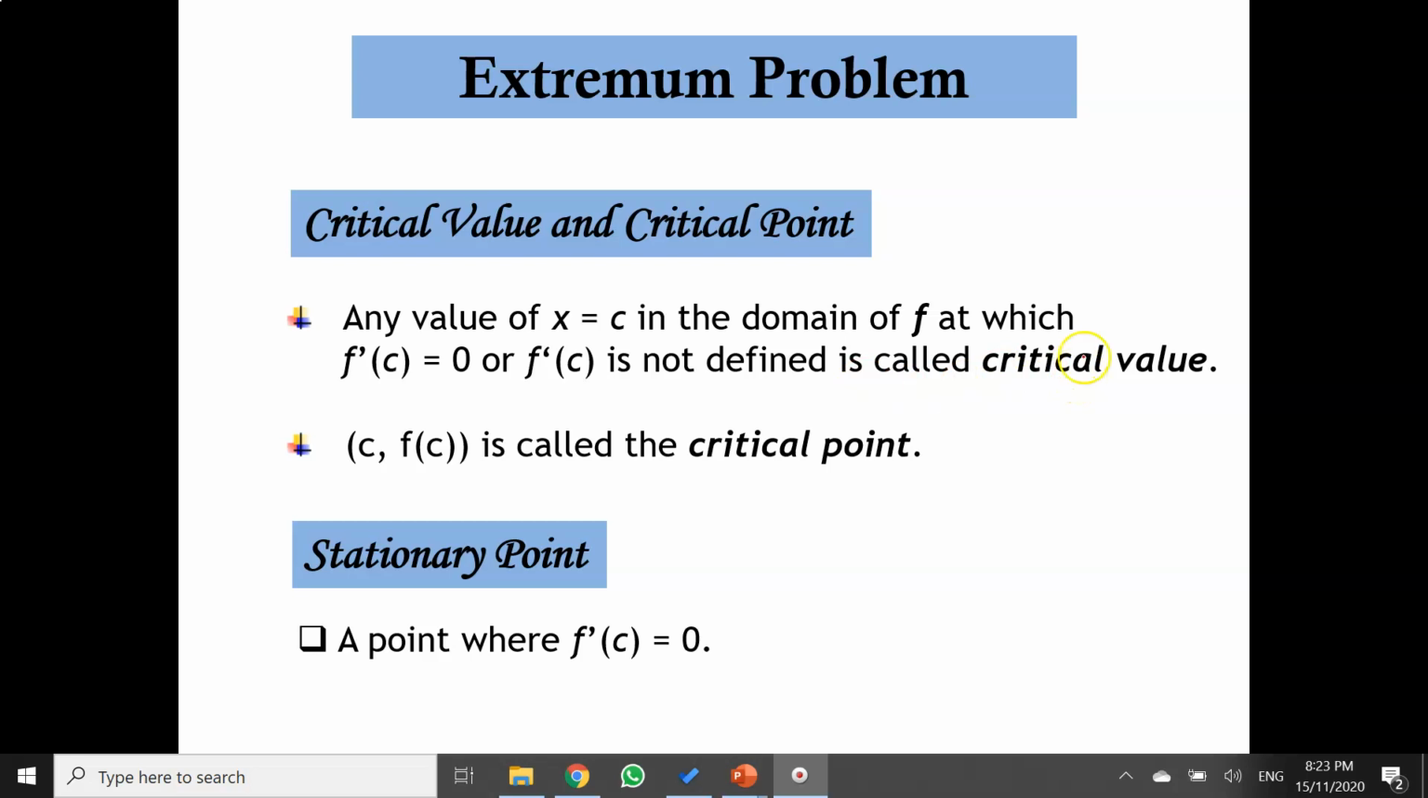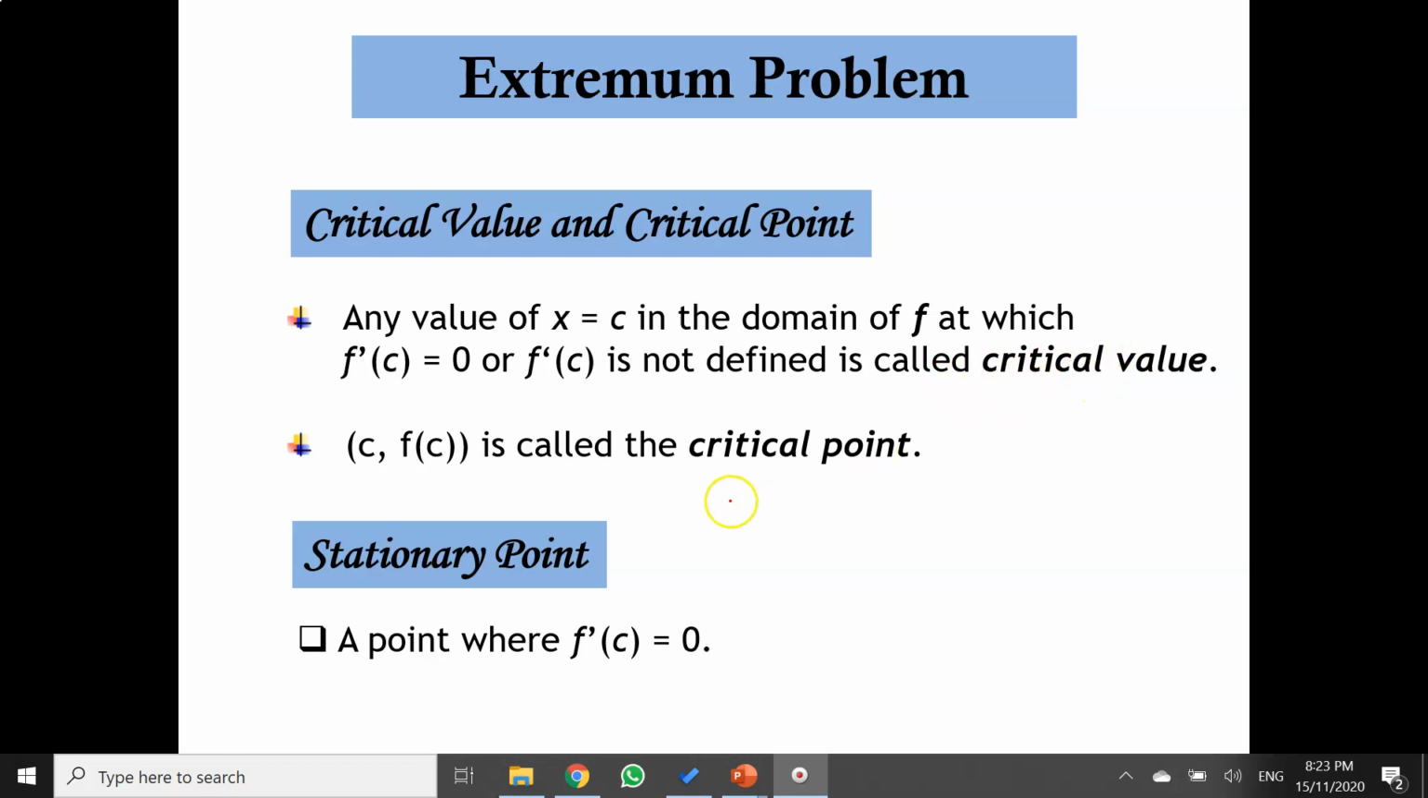Okay, dia kata dekat sini, if you have any value x equal to c, yang mana c ni any constant, in the domain of f, yang mana kalau you differentiate that f function, you substitute dengan the value c, you will get 0. Ataupun the derivative is not defined. That one you will call the c as critical value.